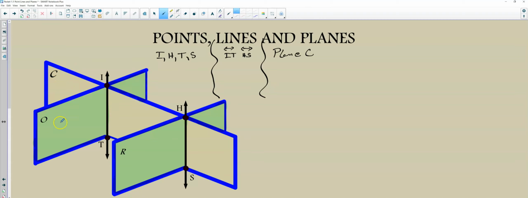So they're all the same size in reality, even though in here we cut them and put edges on them. Planes do not have edges, so do not imagine planes as having an end. Then we have plane O, and then plane R. Okay, and that concludes this example.